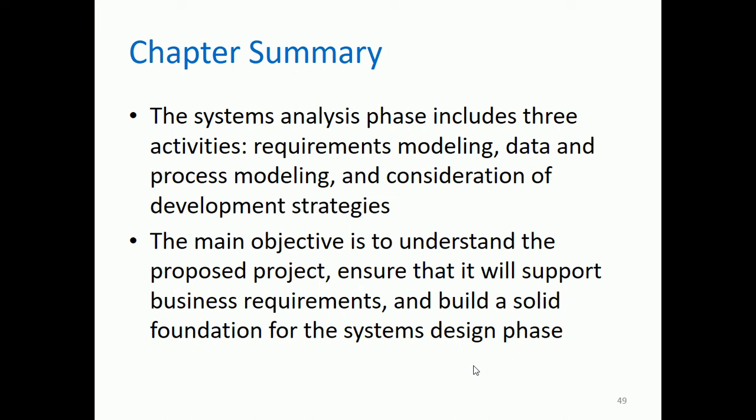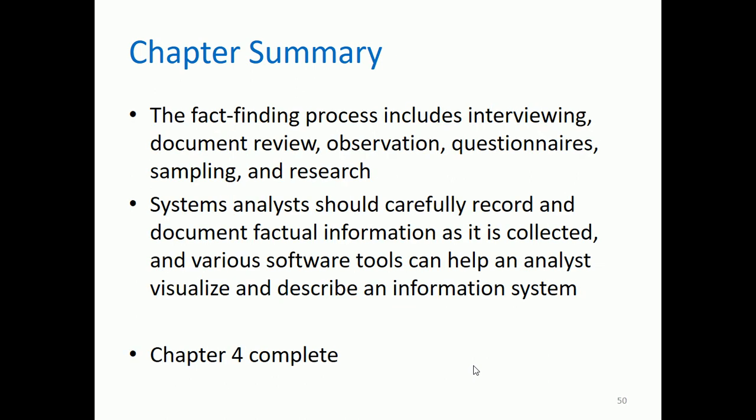So, we're already finished with the chapter summary. The systems analysis phase includes 3 activities: requirements modeling, data and process modeling, and consideration of development strategies. The main objective is to understand the proposed project, ensure that it will support business requirements, and build a solid foundation for the systems design phase. The fact-finding process includes interviewing, document review, observation, questionnaires, sampling, and research. Systems analysts should carefully record and document factual information as it is collected, and various software tools can help an analyst visualize and describe an information system.